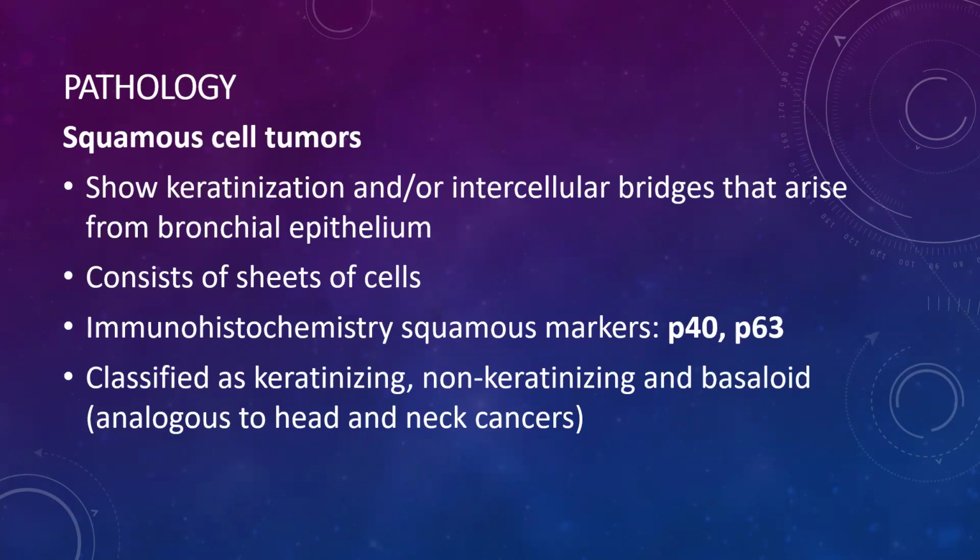Your squamous cell tumors, on the other hand, will show keratinization and/or intercellular bridges that arise from the bronchial epithelium. So these would appear as sheets of cells. And immunohistochemistry staining would reveal positive for your P40 as well as P63, which is similar to your other squamous cell tumors. And therefore, they are classified as keratinizing, non-keratinizing, and basaloid, again, similar to your other squamous cell carcinomas, such as the head and neck cancers.